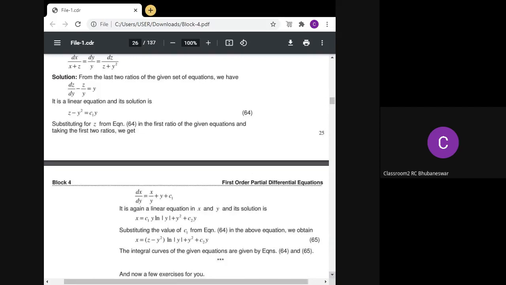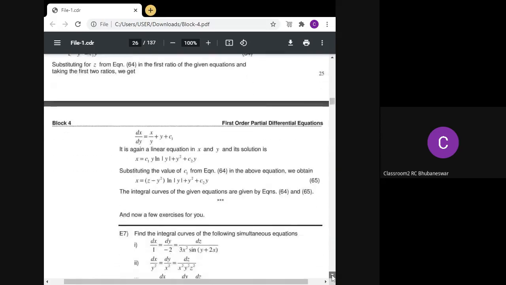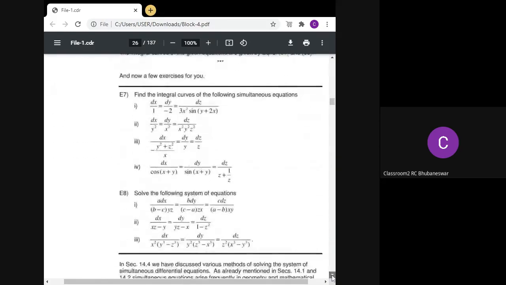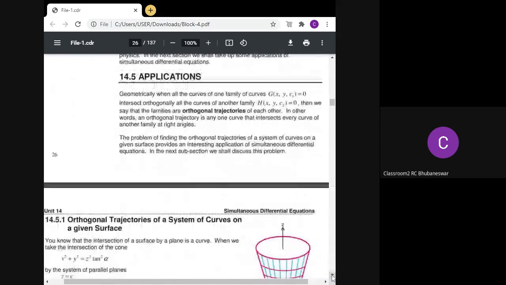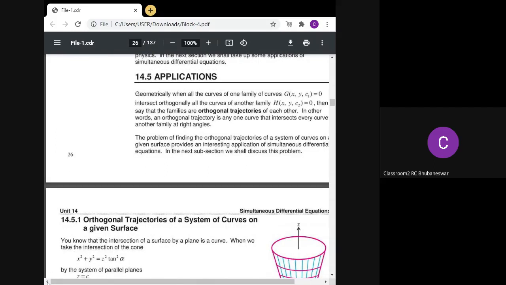So after discussing the one variable absent form, now we are moving to the applications of this idea, which are discussed in this session. That means how we can utilize the system of differential equations in some applications of orthogonal trajectories of a system of curves on a given surface.